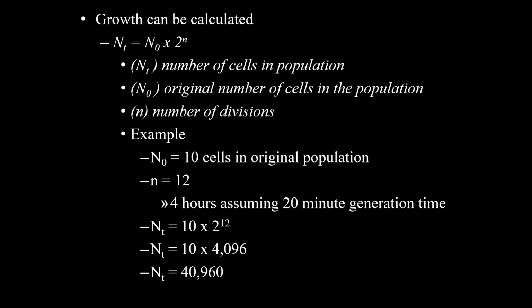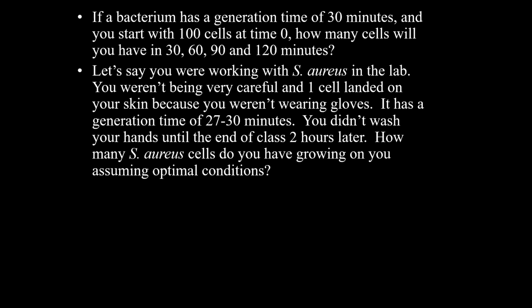Because again, I know every calculator is a little bit different, unfortunately, but that's the basic setup for how you would calculate generation time. Okay, I gave you 2 more examples in the lecture notes. First one is if a bacterium has a generation time of 30 minutes, and you start with 100 cells at time 0, how many cells will you have in 30, 60, 90, and 120 minutes?